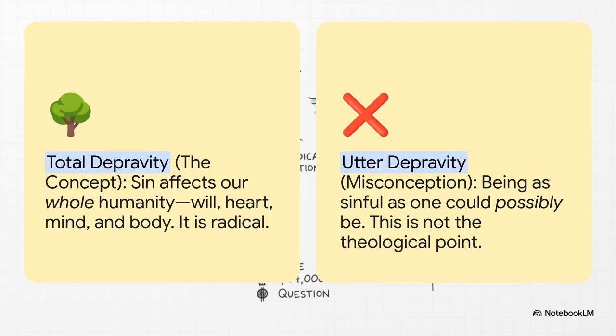The real concept is what Sproul preferred to call radical corruption. The idea is that sin is total not in its intensity, but in its extent. It affects every part of us, our will, our heart, our mind, right down to the radix, the Latin word for the root of our being.